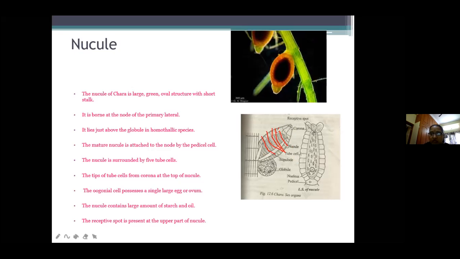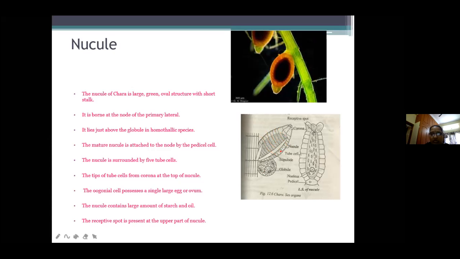What is the structure of the nucleus? The nucleus is the female reproductive organ. It is a large oval structure covered with green spirally coiled tube cells forming a sterile sheath. The sheath provides protection to the nucleus. Okay, this is the structure, girls. If you write down these words, it is enough.